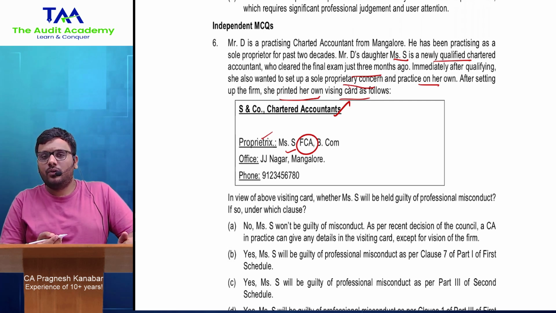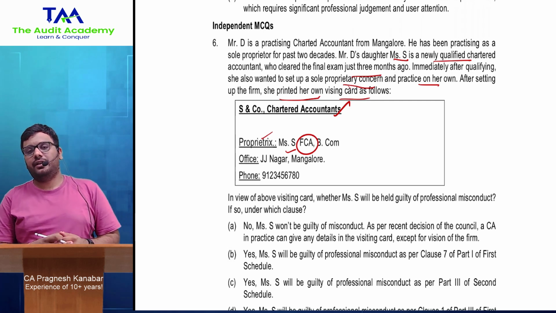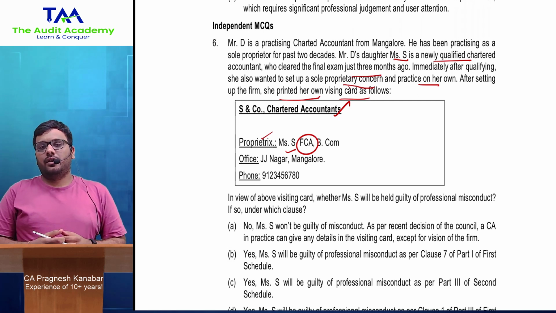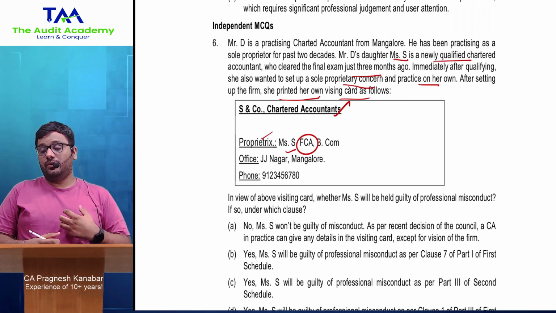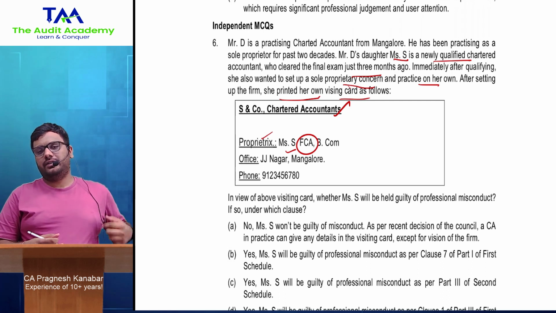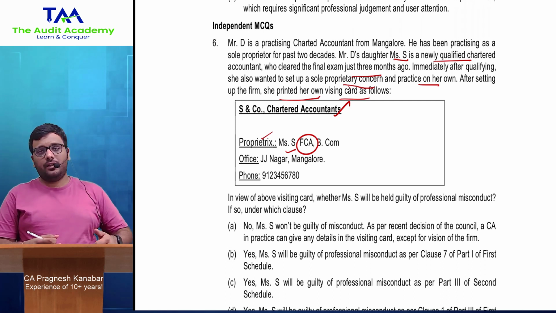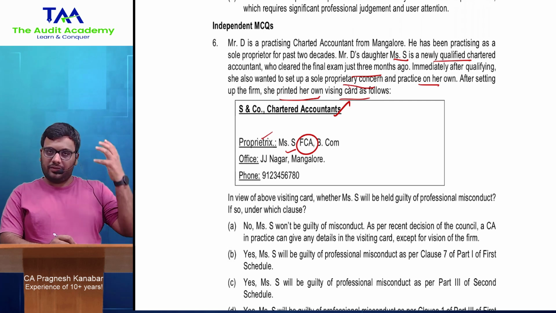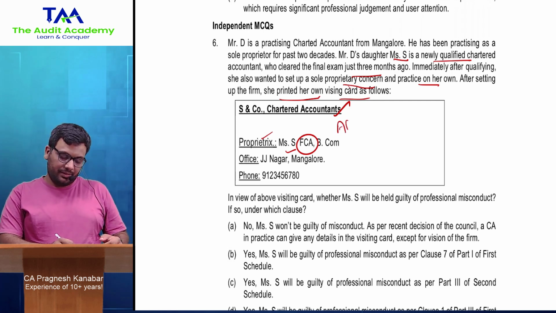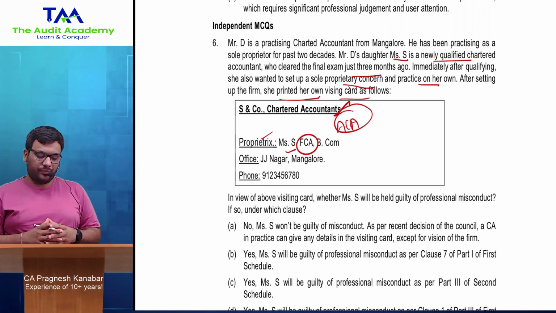FCA. Who can become FCA? Sir, after 5 years of continuous practice in India you can apply for FCA, fellow chartered accountant. Or you are a 5-year continuous ACA, but you have knowledge equivalent to a practicing chartered accountant of 5 years, then you can apply for FCA. Otherwise you will remain ACA, that is associate chartered accountant. Now she has just cleared 3 months ago. Obviously 5 years is far from here. So she should have printed ACA over here, otherwise everything else is correct, let me tell you.